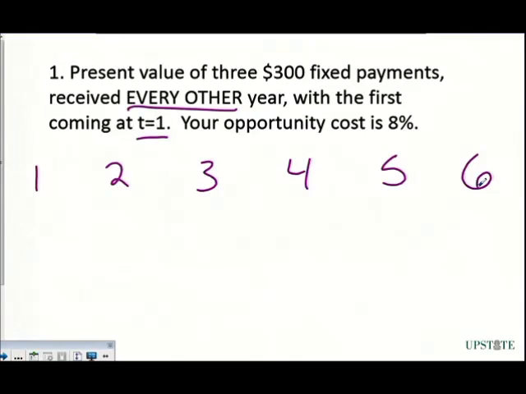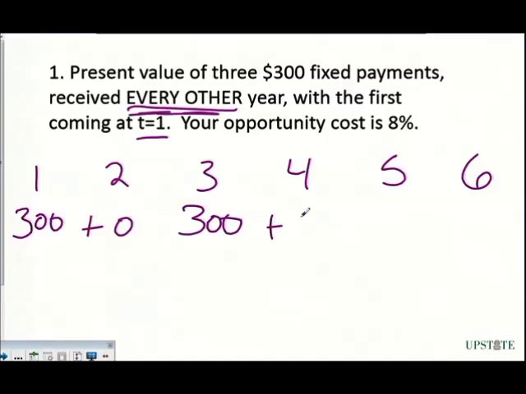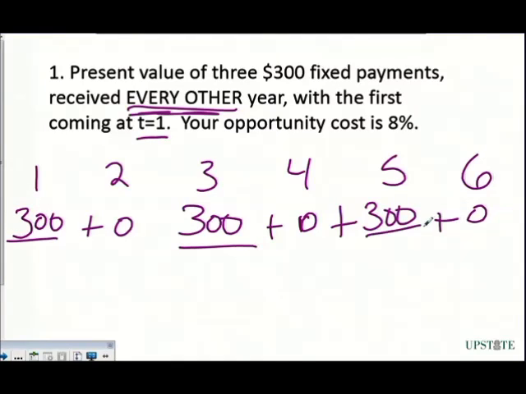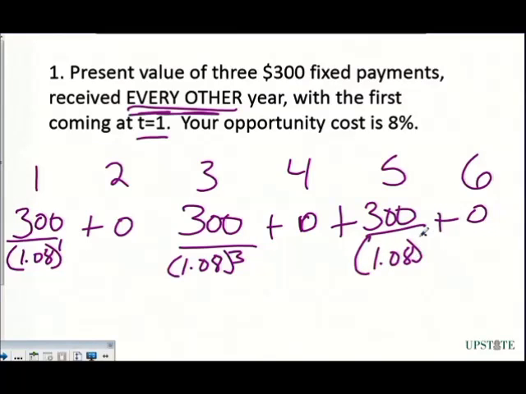Now, if we have 3 payments coming every other year, and the first payment's coming at 1, we're going to have a payment here at the first year, and then we're not going to have any payment in year 2, right? Because it's every other. So we're going to have a $300 payment here, nothing in year 4, and then a $300 payment in year 5, and nothing in year 6. All of these we have to discount back to present value, and that's going to be 1.08 to the first, 1.08 to the third, and 1.08 to the fifth. And all of these are going to come back.